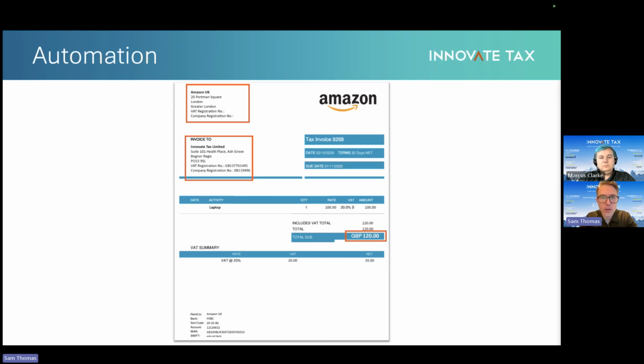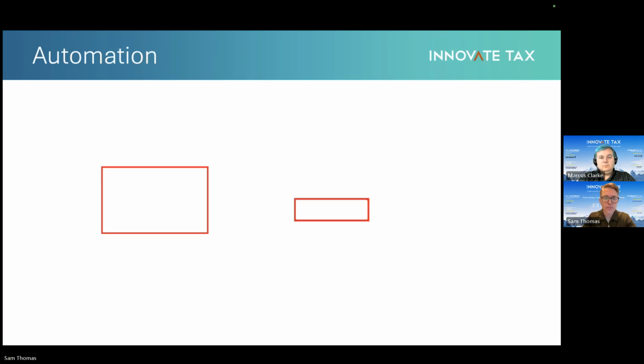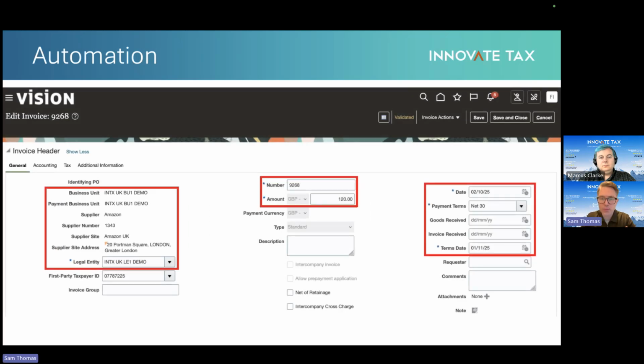So here's an example of an invoice. You can see the different information in this very standard invoice here. This is GB VAT, 20% standard purchase of some laptops, but you can see the customer and supplier information and the totals. And this will get into Oracle through one of those ways that I've just mentioned. And in Oracle, that information will get passed into the relevant places within the Fusion screens.